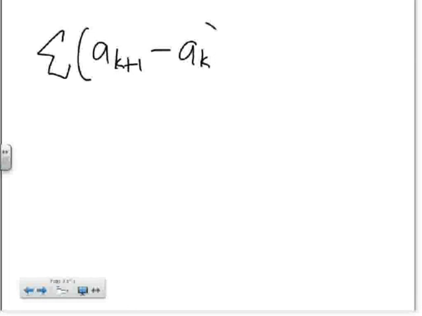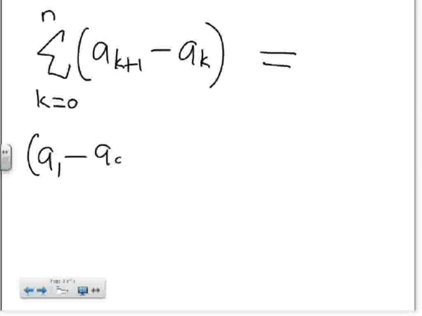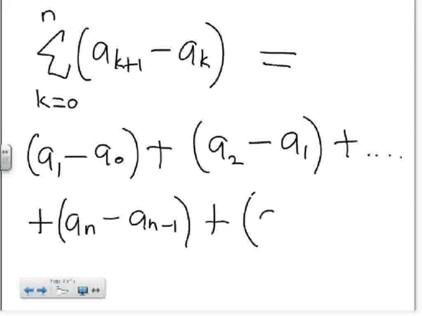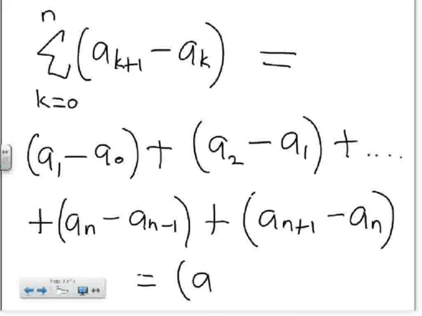For example, if we have the sum of a sub k plus 1 minus a sub k, starting from k equals 0 and ending with n, we will have a sub 1 minus a sub 0, plus a sub 2 minus a sub 1, plus eventually a sub n minus a sub n minus 1, plus a sub n plus 1 minus a sub n, which will equal, after cancellation, a sub n plus 1 minus a sub 0.